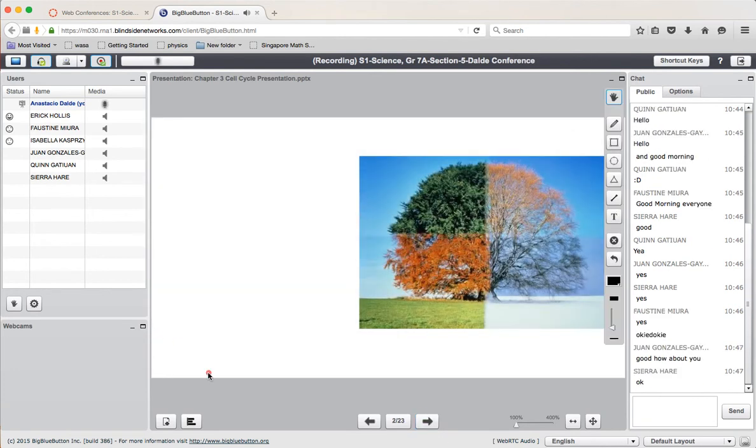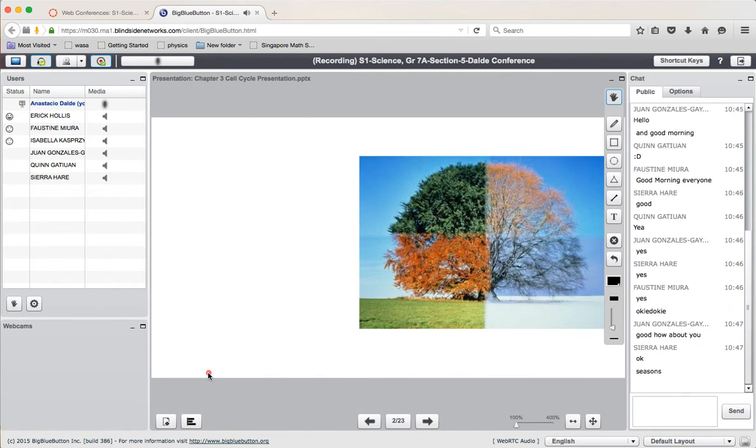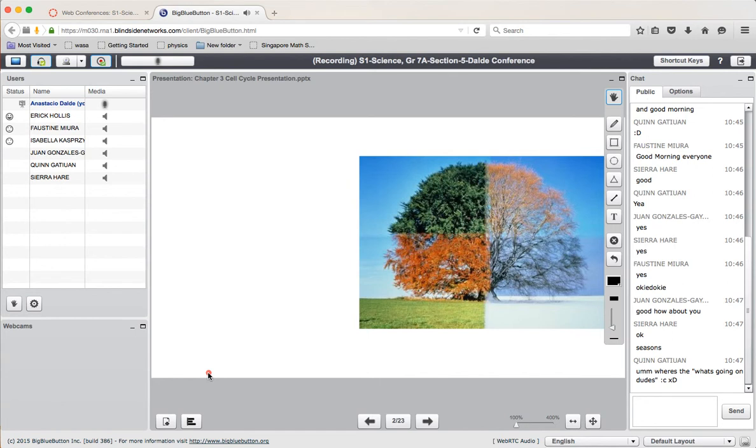All right, so what we're going to be talking about is we're moving into chapter 3, and we're talking about the cell cycle and cell division. What you see here is something we don't necessarily have in Hawaii, but we do kind of have seasons in Hawaii. We got wet and dry, right? Like right now, we're in the slightly wet season versus the slightly drier season.